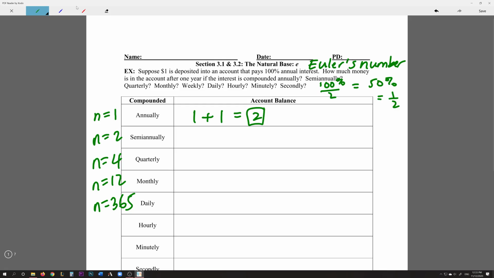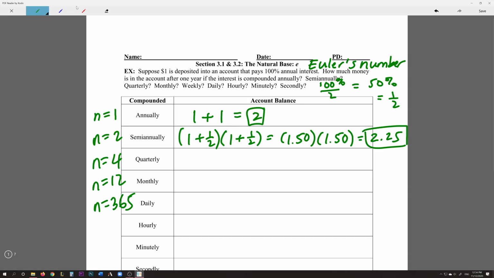After 6 months, we take $1, and we add 1/2 of the 100% interest, which is 1/2 of 1, or 1/2, which is also known as 50 cents. So after 6 months, we have $1.50, but we take that $1.50 and we compound interest on that as well. At the end of the year, we compound another 50%. So $1.50 times $1.50 will give us $2.25.